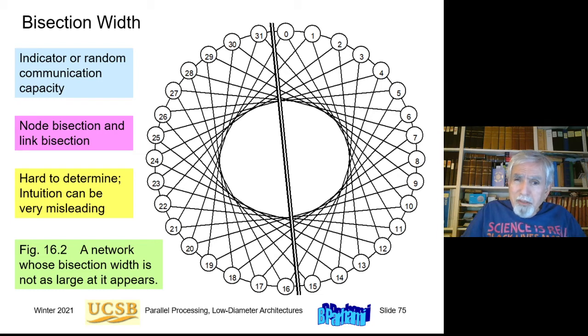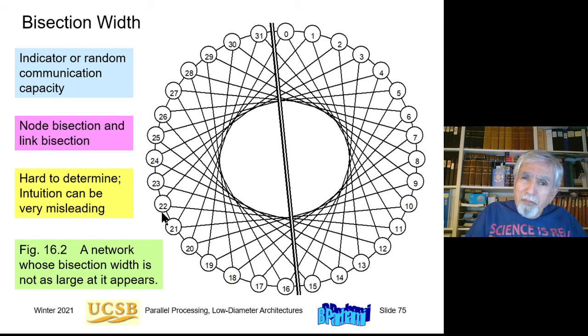It looks very symmetric. Therefore, one might be tempted to say that the double line that I've drawn bisects the network, and I can't do better than that. In other words, I can't bisect the network by cutting fewer links than what you see there. But in fact, I can do that. It's not very intuitive how, but I can do that.